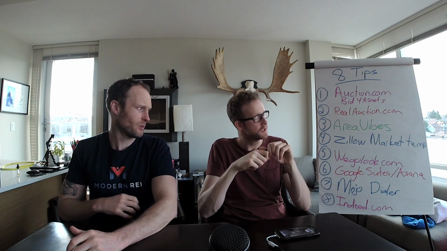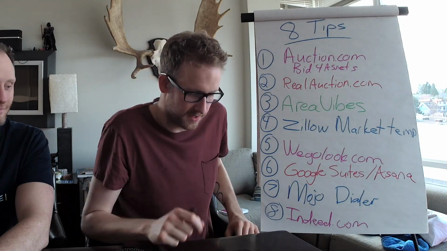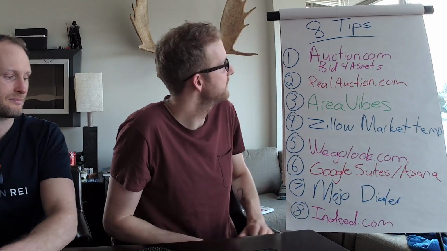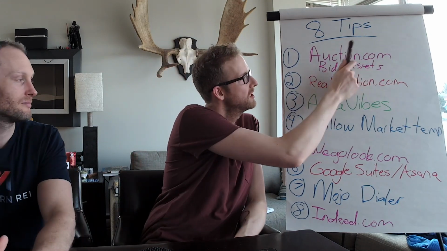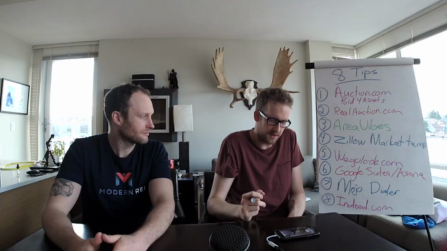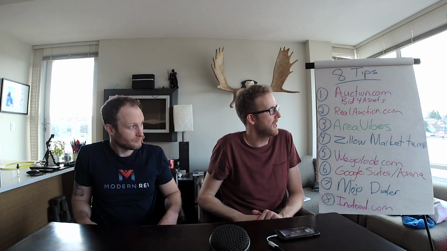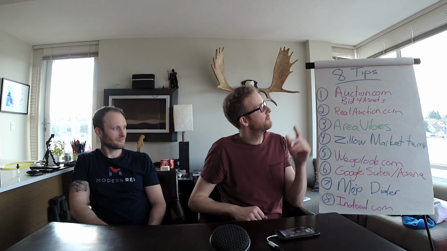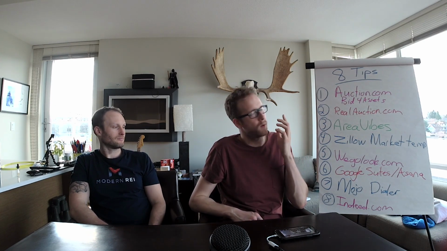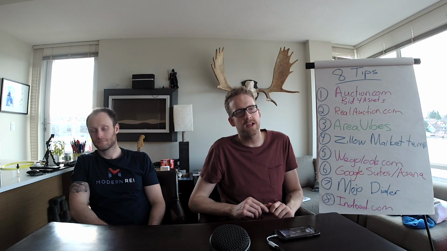Corey, you want to kick off the first one? Yeah, sure. So let's just zoom in here on the side. What we've got here is auction.com and Bid for Assets, as you can see. Those 2 websites are used for foreclosure sales. When counties want to sell or banks want to sell their foreclosure properties, they post them here. They're websites that you can log on to, open up an account for free, and then bid on properties.